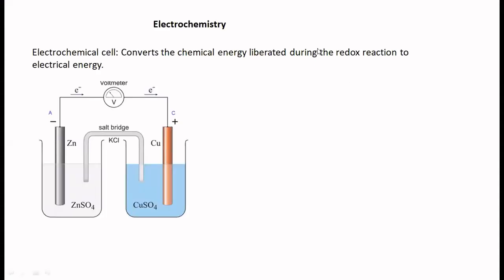Start with electrochemistry. In order to study electrochemistry, you have to be thorough with redox reactions, because the energy released during a redox reaction is the one which is converted to electrical energy in an electrochemical cell. This is the electrochemical cell, the Daniell cell.